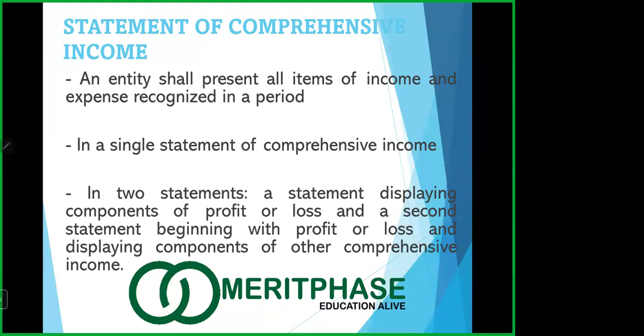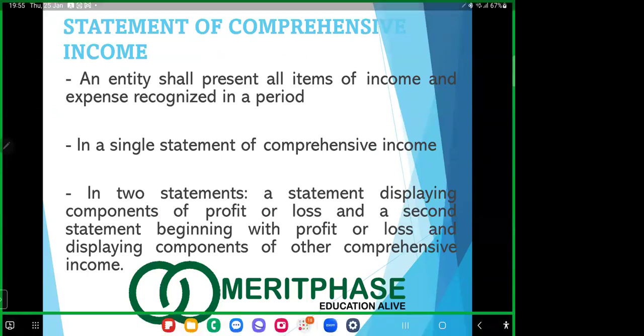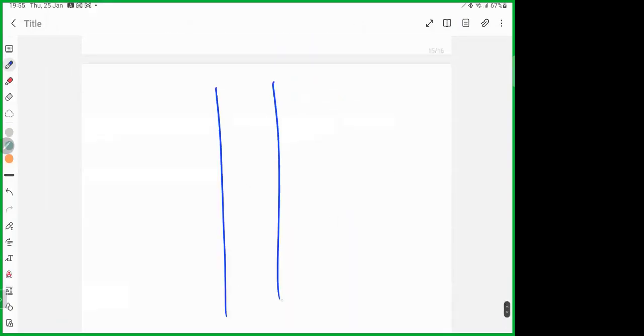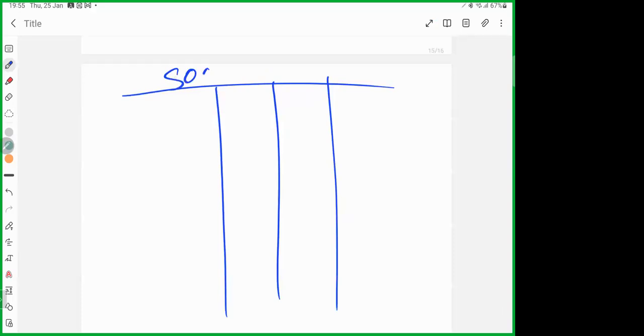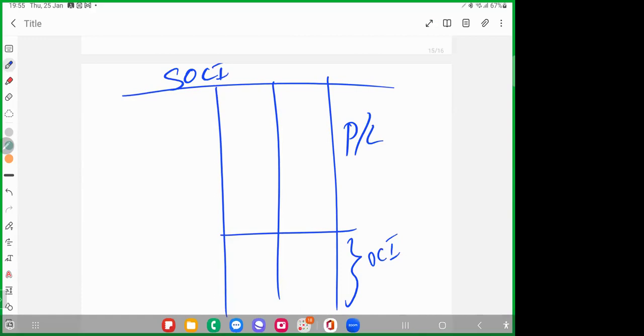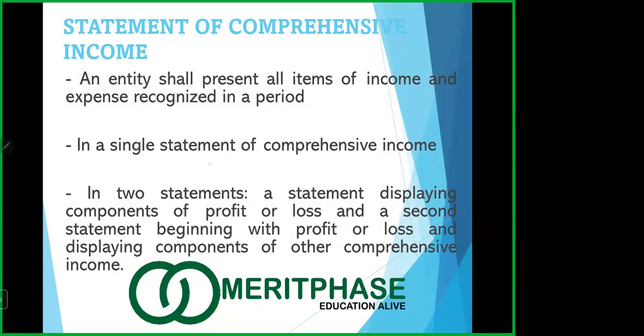Statement of comprehensive income: an entity shall present all items of income and expense recognized in a period. Now, see, you have your statement of comprehensive income, and this has two sections, here P&L, and here other comprehensive income. And we will present that in a single statement of comprehensive income. The standard also allows you to show it in two different statements, but we don't do this. In two statements, a statement displaying components of profit or loss, and a second statement beginning with profit or loss and displaying components of other comprehensive income.